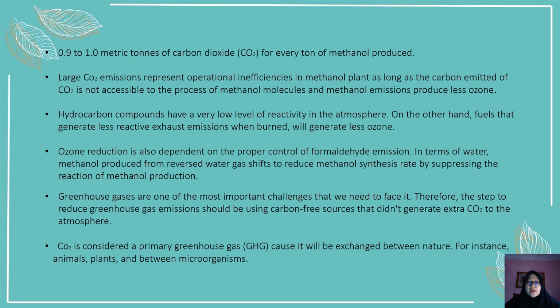Greenhouse gases are one of the most important challenges that we need to face. Therefore, the step to reduce greenhouse gas emissions should be using carbon-free sources that don't generate extra CO2 to the atmosphere. CO2 is considered a primary greenhouse gas, called GHG, because it is exchanged in nature, for instance between animals, plants, and microorganisms. Briefly, the cycle process of CO2 has to be balanced by nature. That's all from me. Thank you.